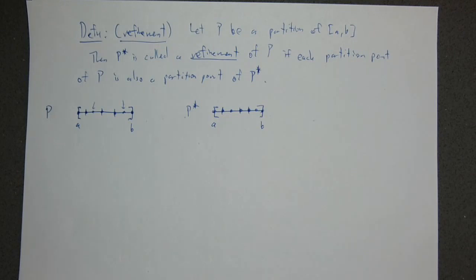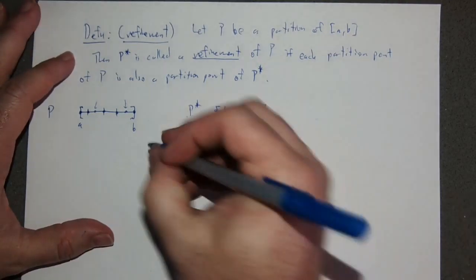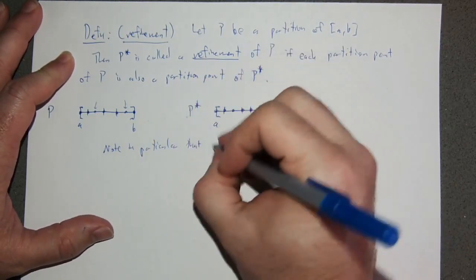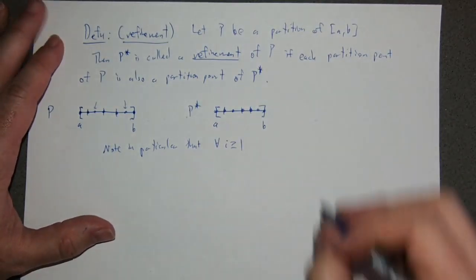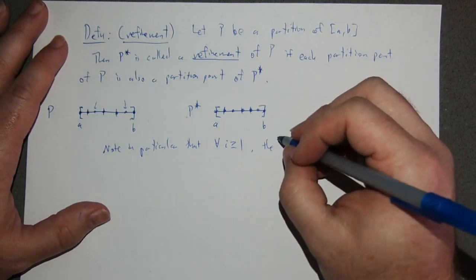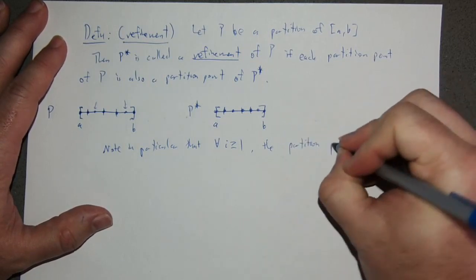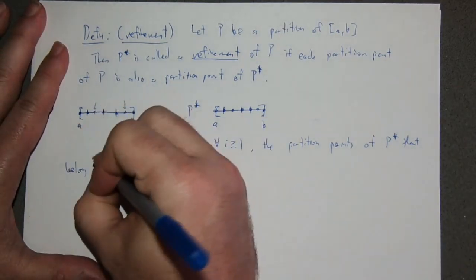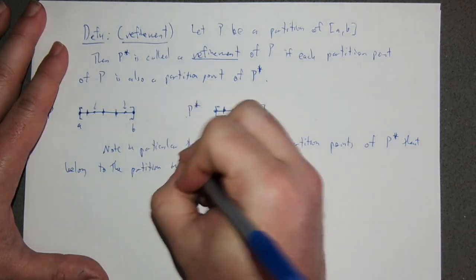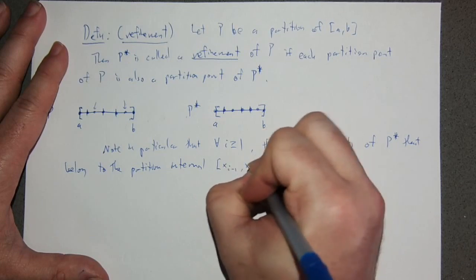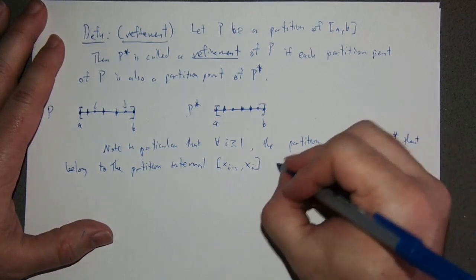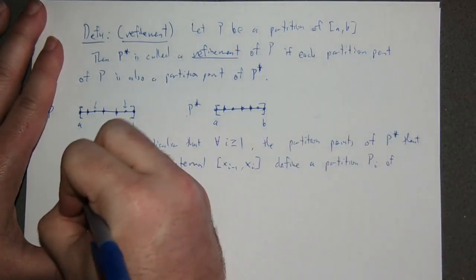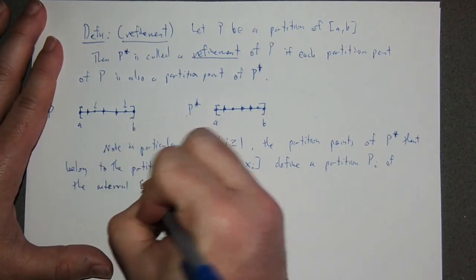So what does this mean? Note in particular that for all indices i greater than or equal to 1, the partition points of P star that belong to the interval [x sub i minus 1, x sub i] are partition points of P star. Define a partition P sub i of the interval [x sub i minus 1, x sub i].